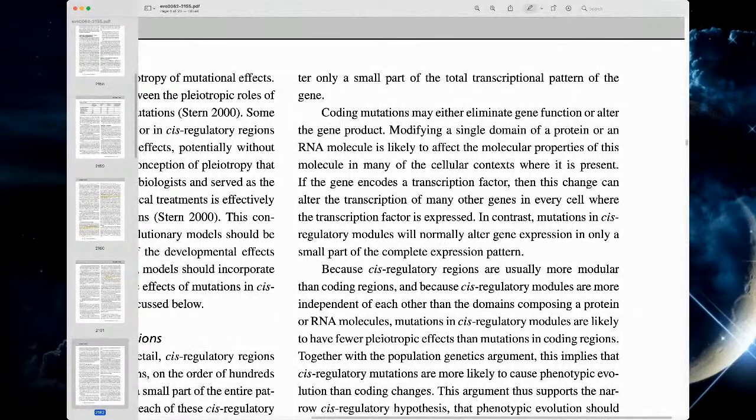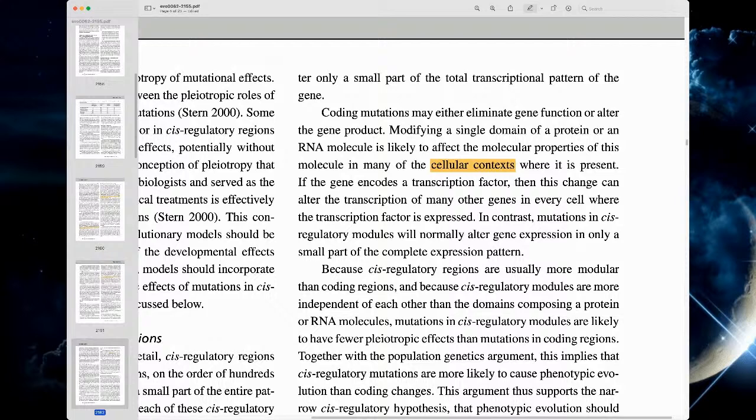Coding mutations may either eliminate gene function or alter the gene product. Modifying a single domain of a protein or an RNA molecule is likely to affect the molecular properties of this molecule in many of the cellular contexts. Now, that's an important feature right there. And that plays into the paper we're going to start going over tomorrow.